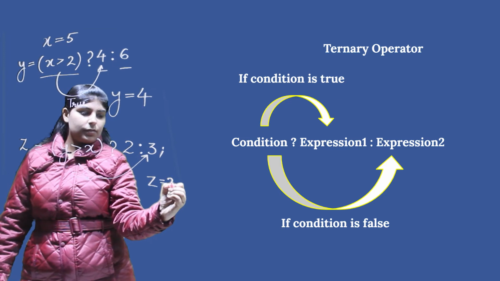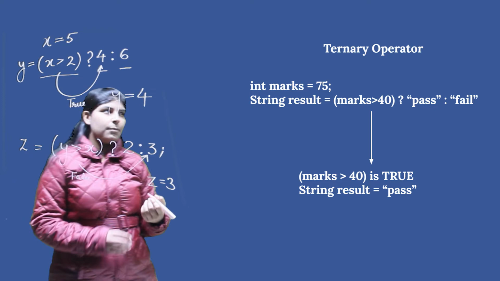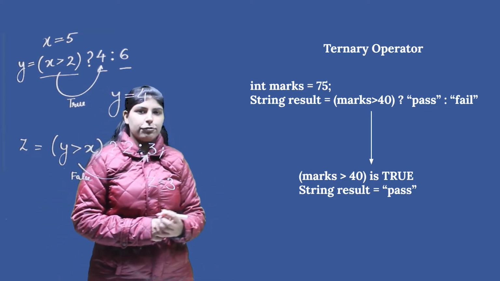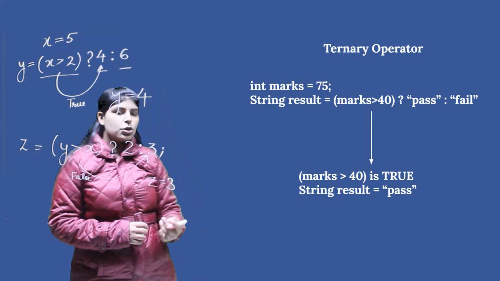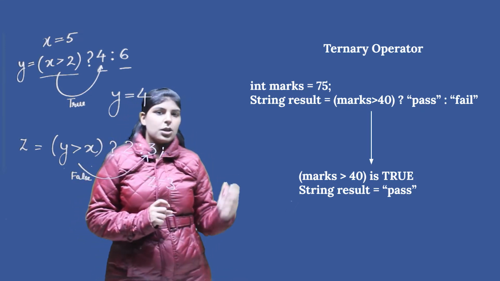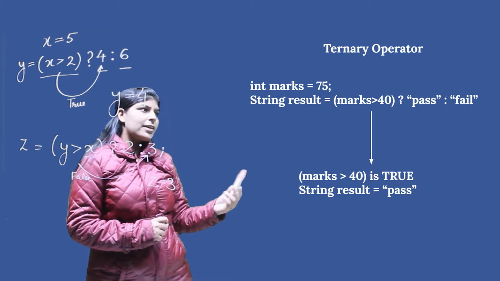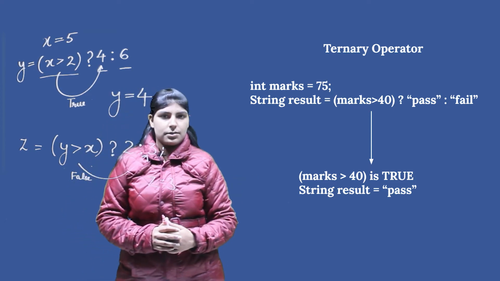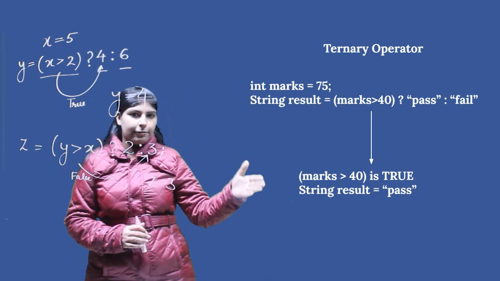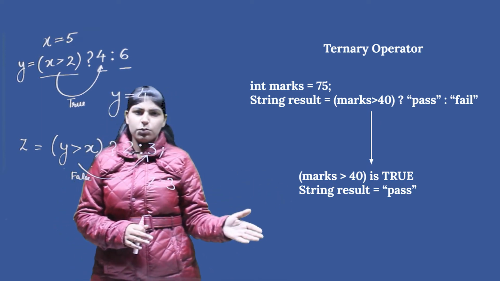So let us see another example. So in this example, I am given marks equals to 75. I'll first check the condition if marks is greater than 40. So this condition is true. So I'll move to expression 1. So expression 1 has a string pass. So now this pass string is stored in the string result. So the string result will now contain the value pass. So it is a replacement of if-else statement where I can write if marks greater than 40, then result is equals to pass, and else the result is equals to fail.